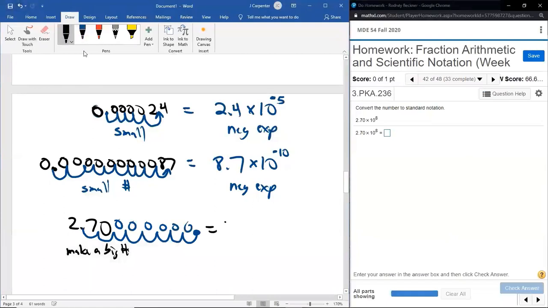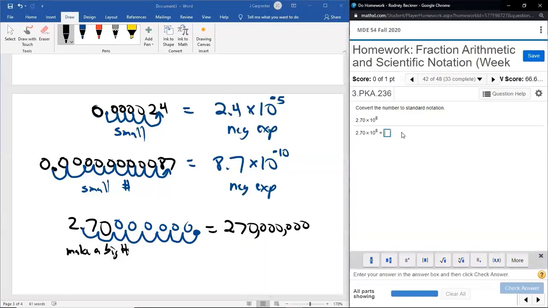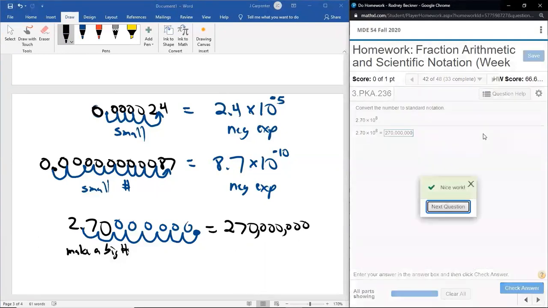So that number would be 270, and then 1, 2, 3, 4, 5, 6 more of them. 1, 2, 3, 4, 5, 6 commas to make this easier on us. 270 million. And I believe this should take it with or without the commas. I'm going to try with commas, since I know it'll take the regular way. We got it right.